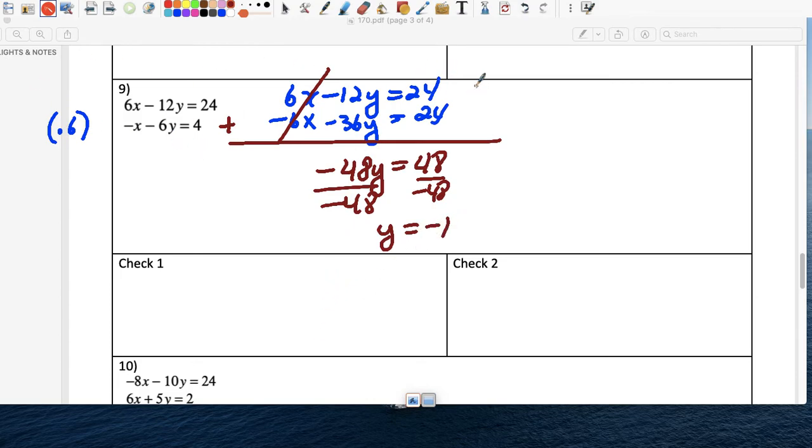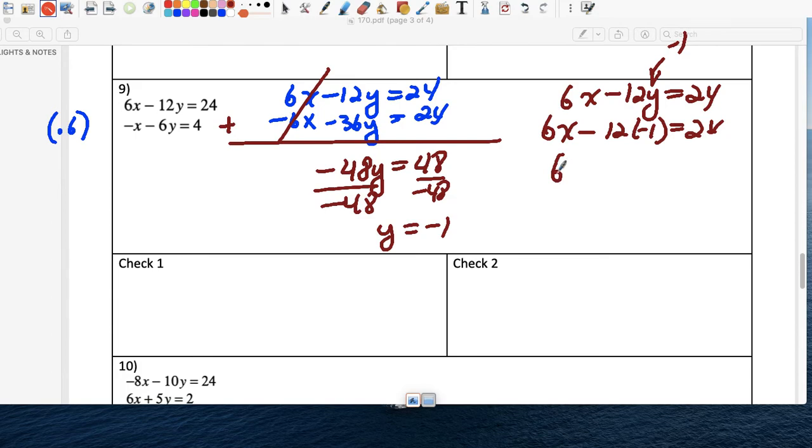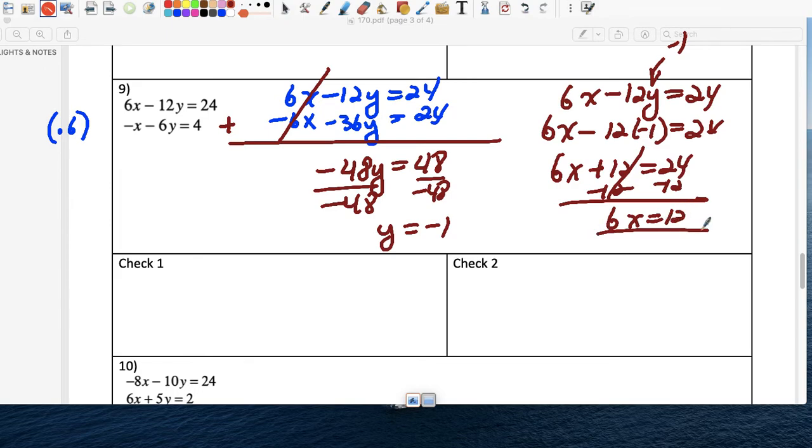Now, I want to pick one of the equations to find my x value. I'll pick the top one. So 6x minus 12 times negative 1 equals 24, right? Here's my replacement. So we get 6x plus 12. That's negative 12 times 1. That's going to be plus 12 equals 24. Minus 12 on both sides. 6x equals 12. Divide both sides by 6. X equals 2.